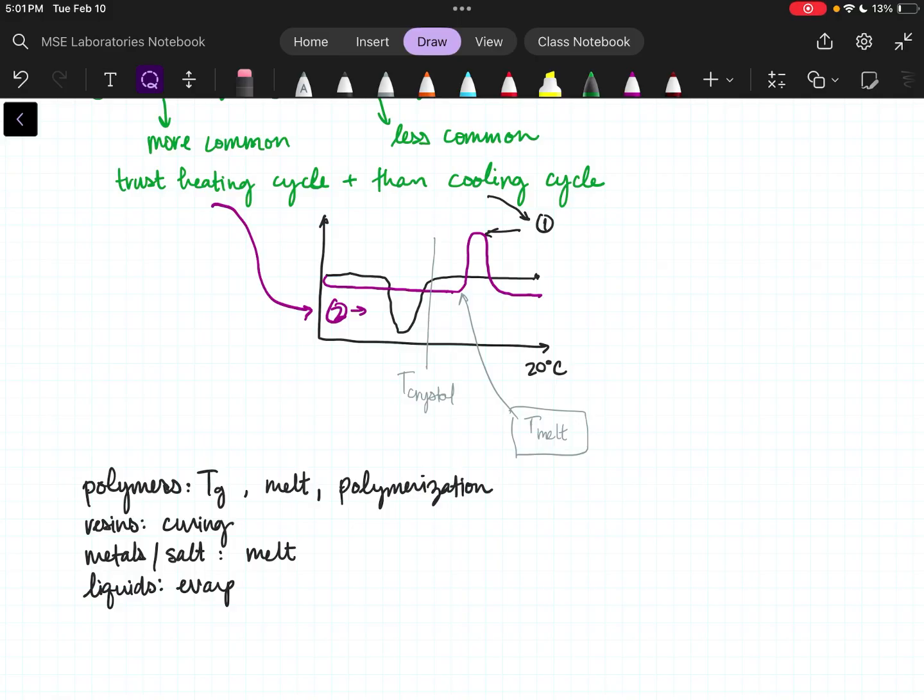It's useful across the board. If you care about the thermal properties of your material, you're going to run DSC. It's one of those things that is really basic characterization.